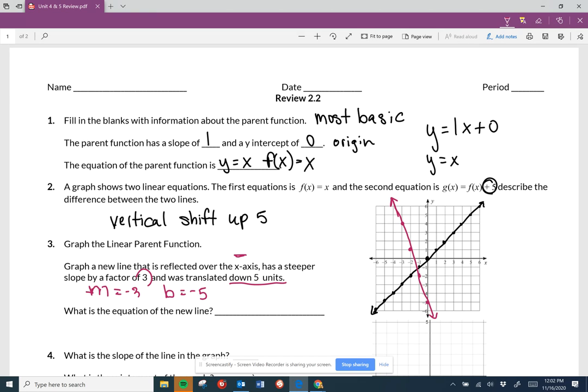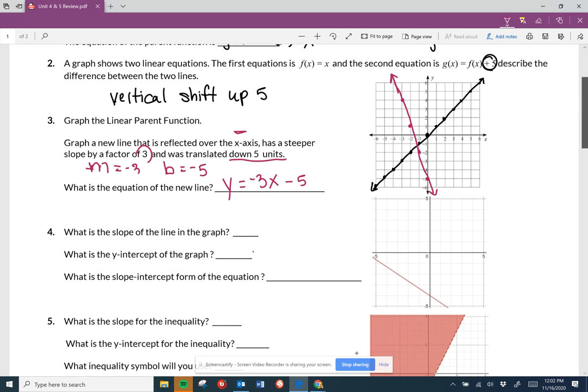All right, and then it says, what is the equation of the new line? So my equation is going to be y equals, and then I'm going to put in my new m. My new m is -3, so I can go ahead and put that in here, -3x, and then I'm going to have minus 5, since my new b value is -5. Okay, now I'm going to go down a little bit.